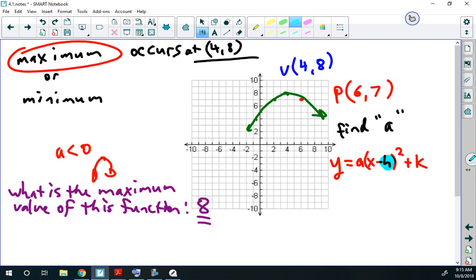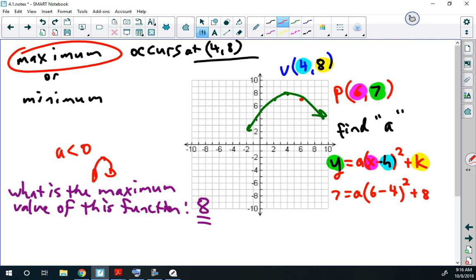H is this 4, right? And K is this 8, right? What about X and Y? Do we know those? They give us this other point. 6 is the X, and 7 is this Y value. So we could make a substitution. So let's make some substitutions. So Y, 7, equals A, I don't know what A is, I'm solving for that, times X, 6, minus H, 4, the quantity squared plus K, so plus 8, okay.